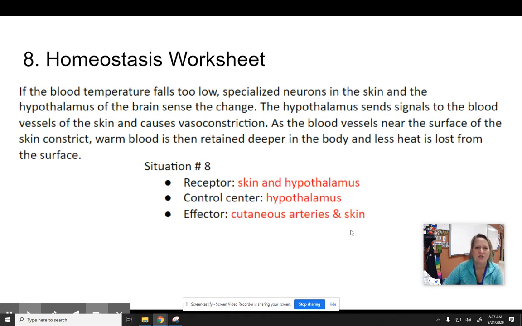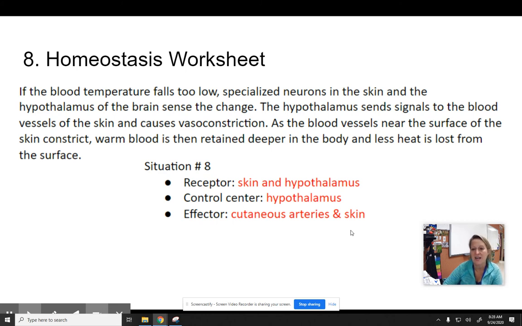If the blood temperature falls too low, specialized neurons in the skin and the hypothalamus of the brain sense the change. The hypothalamus sends signals to the blood vessels of the skin, causing vasoconstriction. So the vessels are now going to get tighter. And as the blood vessels near the surface of the skin constrict, then there's less at the surface, and so it's going to retain the heat. So this is also negative feedback because we're changing the situation. The blood temperature is going to not get lower, it's going to do the opposite. So that is negative feedback.